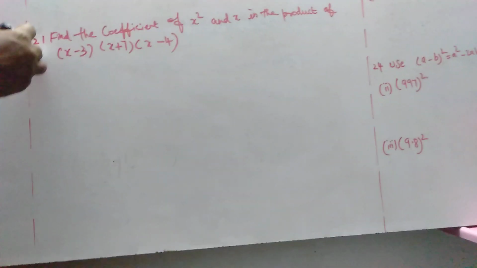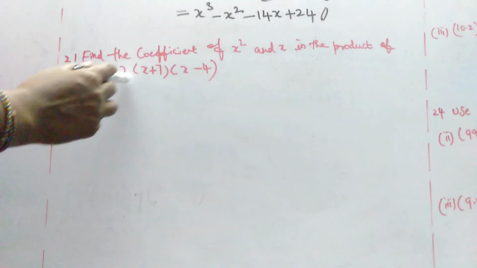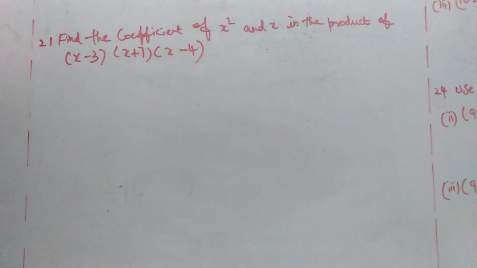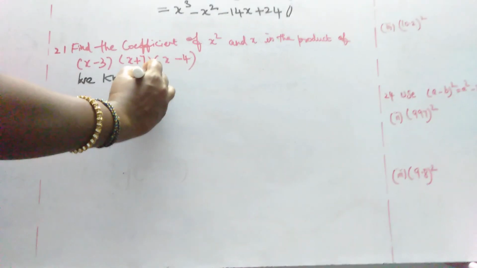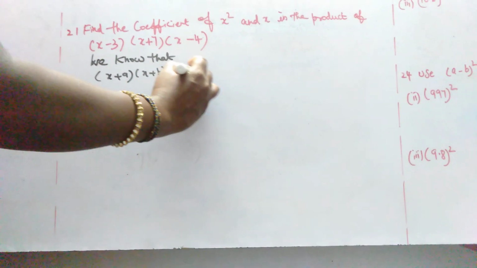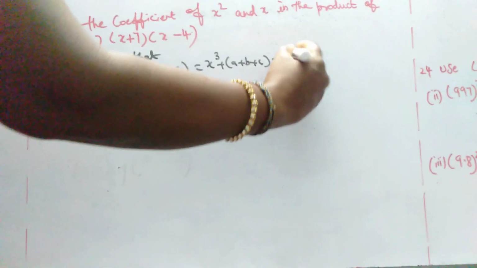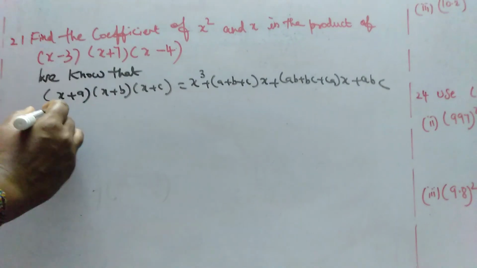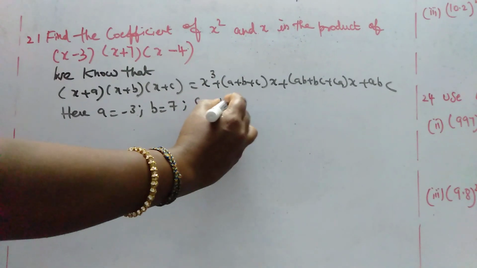Question number 21. Find the coefficient of x² and x in the product of (x - 3)(x + 7)(x - 4). Same like the previous sum, we are going to solve this one. Okay, we know that (x + a)(x + b)(x + c) equals x³ + (a + b + c)x² + (ab + bc + ca)x + abc. Here a equals -3, b equals 7, c equals -4.